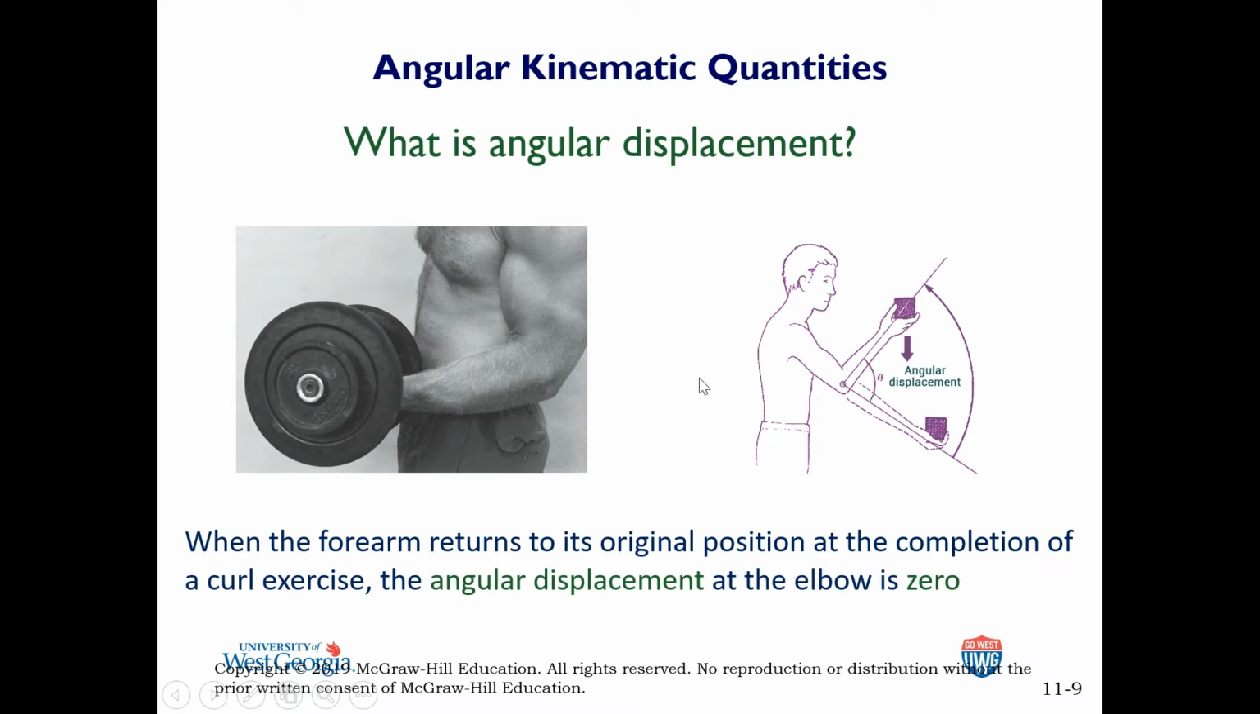That's really important to remember: angular displacement can be 0 if we return to the same position. So if you do 1 full revolution and you stop in the same spot, that is technically an angular displacement of 0 degrees, but it would be an angular displacement of 1 full rotation. So you can see where units can start to matter.